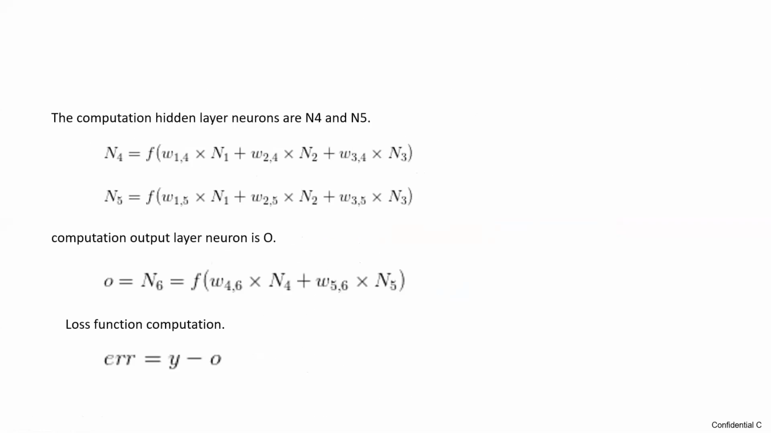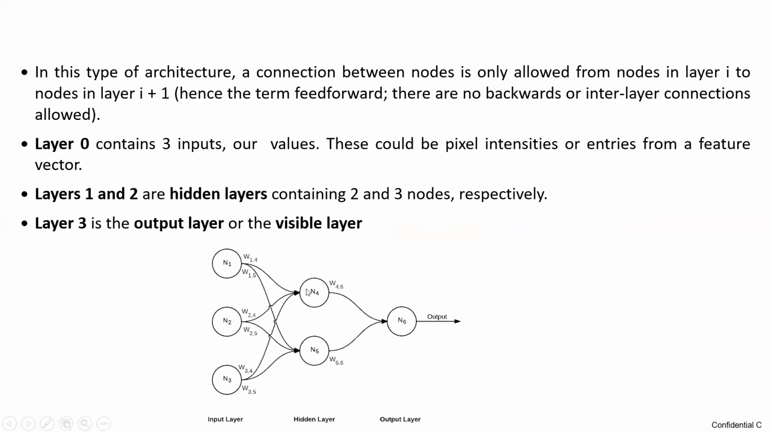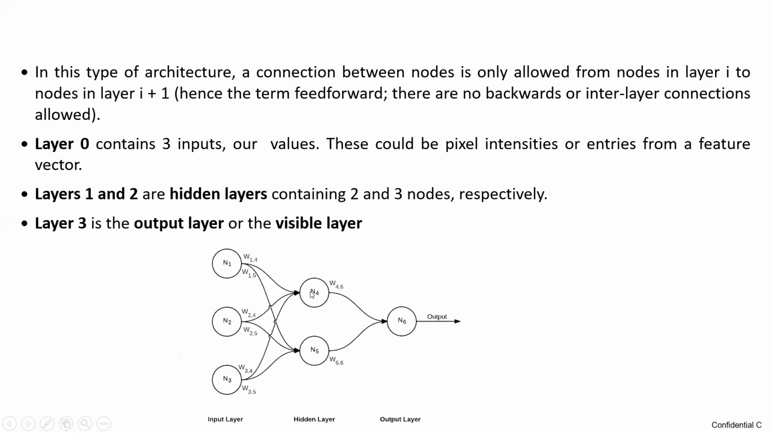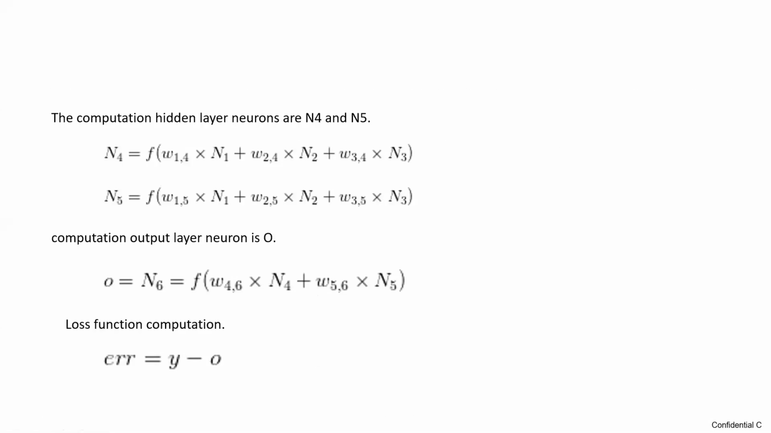In this case, N4 receives the 3 input signals, each followed by a weight value. So N1 is multiplied by its particular weight, N2 by its weight, and N3 likewise. You sum up, and F represents the activation function. Whatever output we get from the activation function is assigned to N4. Similarly, N5 also receives the same input signals, but the weight values are different. So similarly, you multiply with the particular weight values, sum up, and pass on to an activation function.